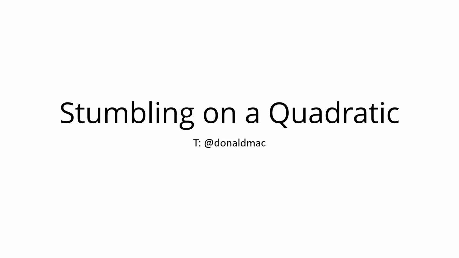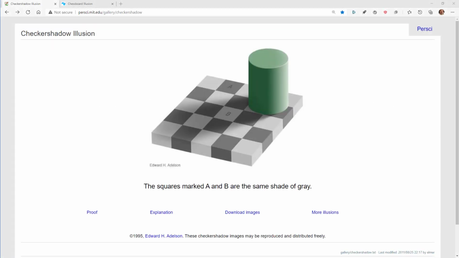Rather strangely, I stumbled across a quadratic equation for the first time in many, many years whilst I was thinking about an optical illusion. Now, if you search online, you will find thousands, actually probably millions of different optical illusions. But by far and away, my favorite is the one here, because although it looks innocuous, it is absolutely mind-bending. If you haven't seen it before, the squares marked A and B are actually the same color.